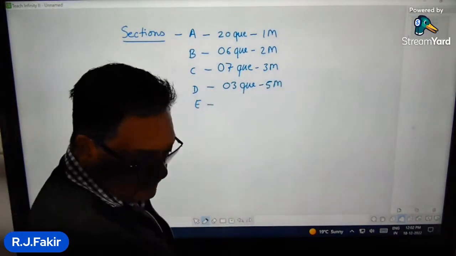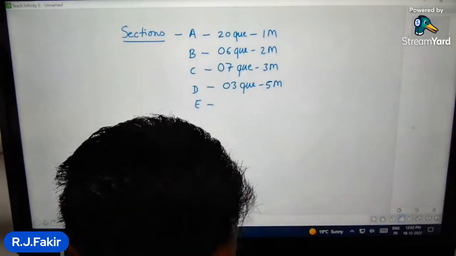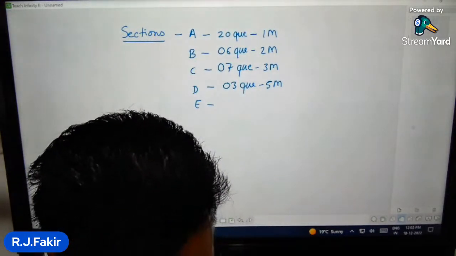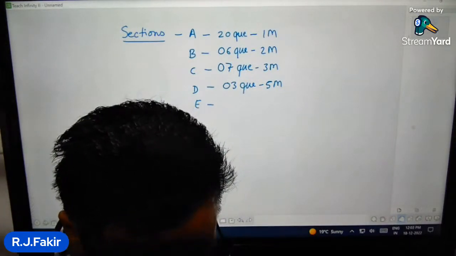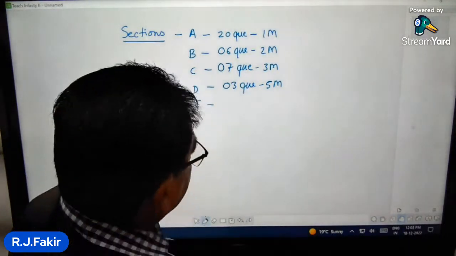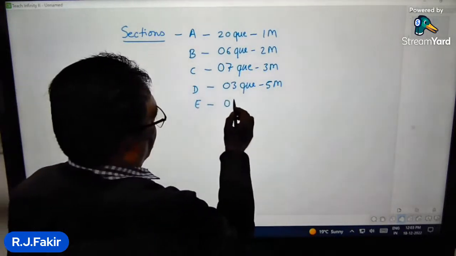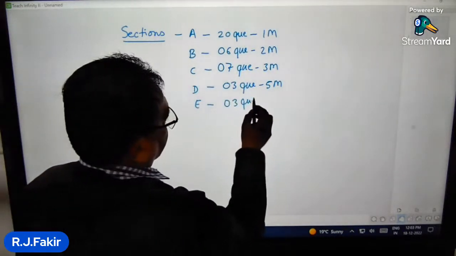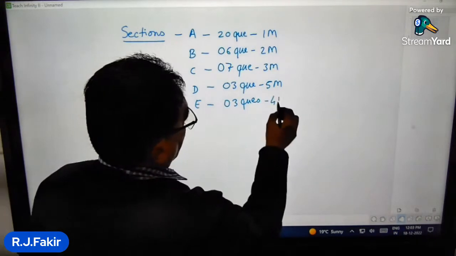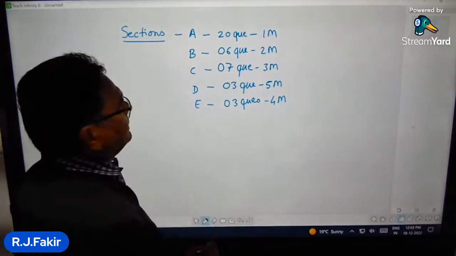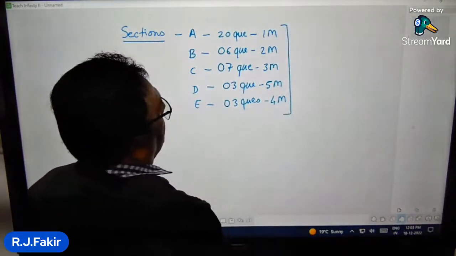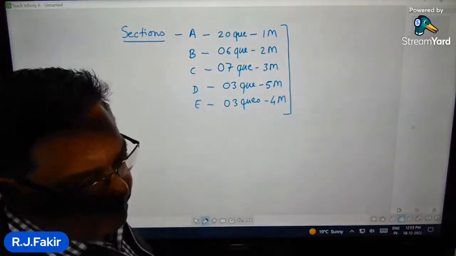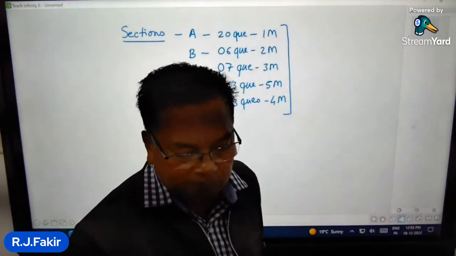And in section E, we have 3 source based or case based questions, 4 marks each. So 3 questions of 4 marks. So this is the overall layout of your science question paper.